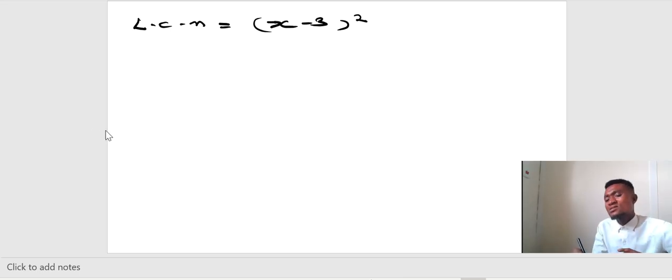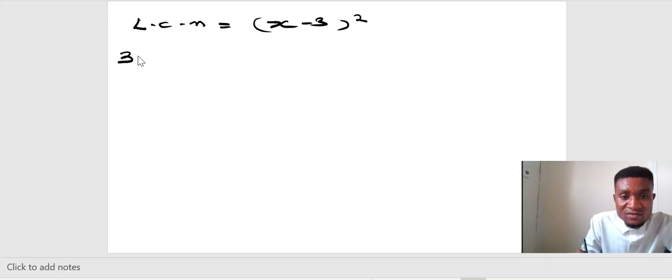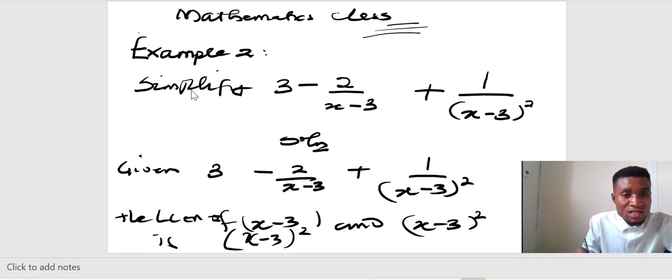Now, what is the next thing to do? Divide the LCM by the denominator of the first fraction, and multiply the result by the numerator of the first fraction. Remember we have 3 divided by 1 somewhere there. So divide (x minus 3) all squared by 1 and multiply the result. You are going to have 3 into (x minus 3) squared, divided by what we will come back to later. So remember there is a minus here. The same thing happens here.